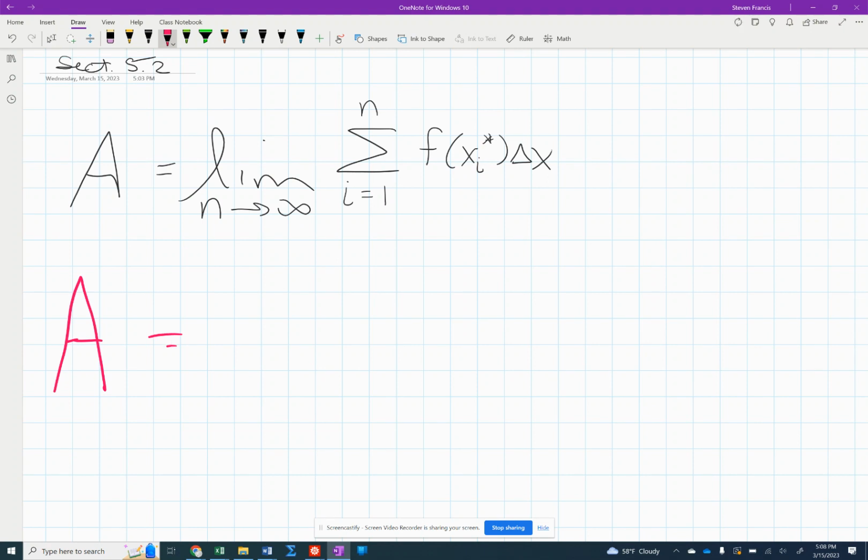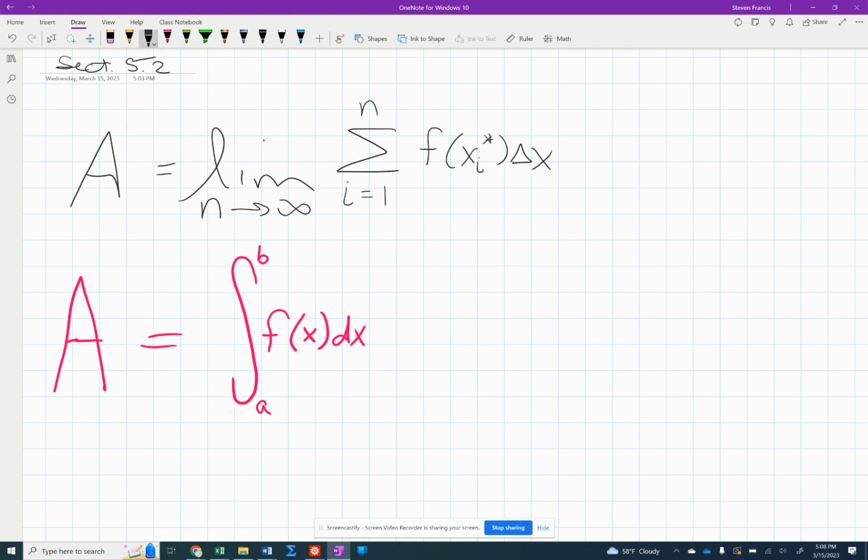Okay, the area is now going to be written with this stretched out looking S that looks like this, called the integral symbol. And we're going to put a and b right here. And we're going to put our function f right here. We're going to just say f of x. And then we're going to put a dx right here. And this is what we mean by area.